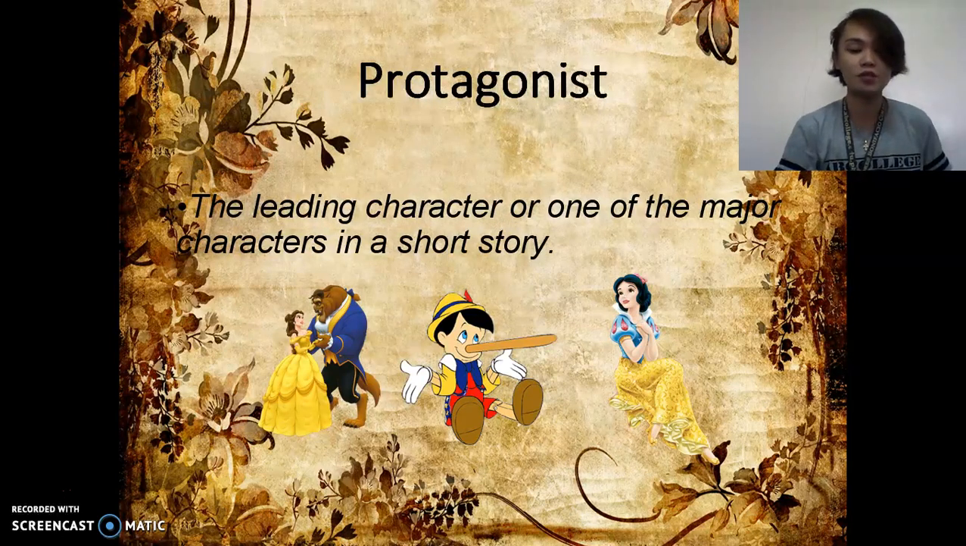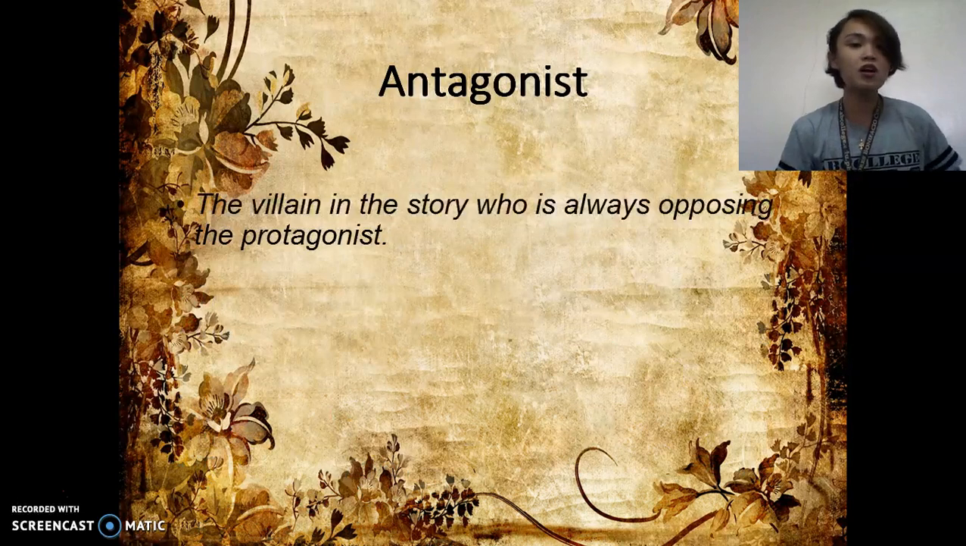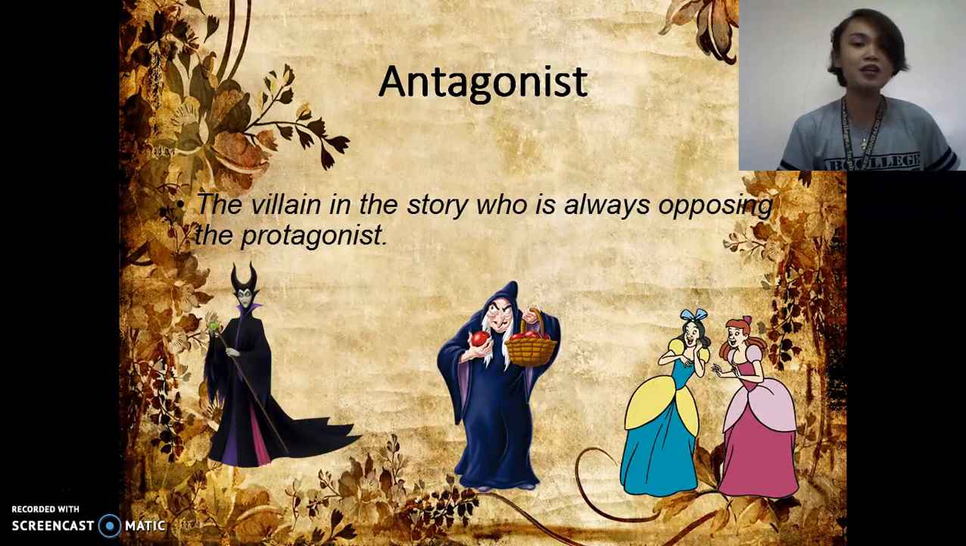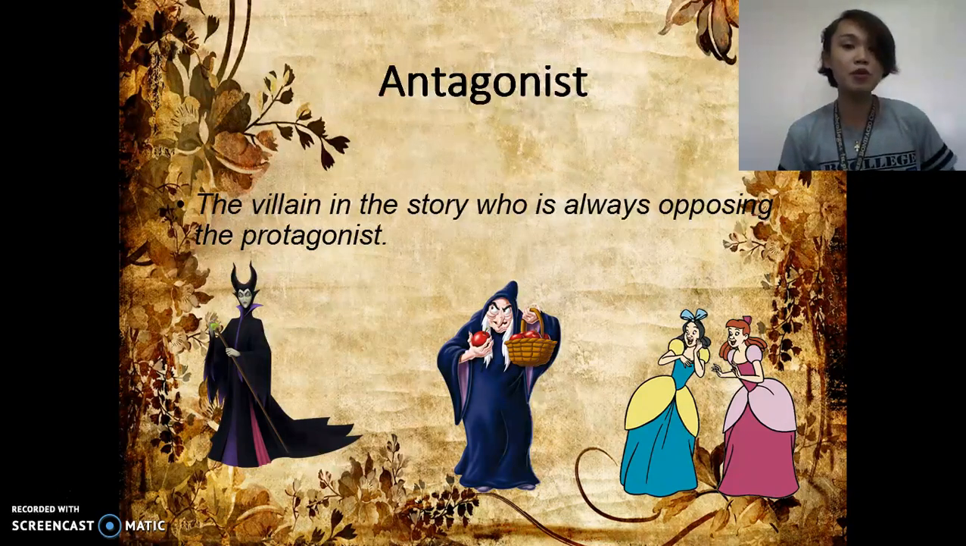while the antagonists are the villain in the story who's always opposing the protagonist, like Maleficent, who cursed Aurora in the Sleeping Beauty, and the Evil Witch, who is envious of the beauty of Snow White in the story Snow White and the Seven Dwarfs, and the two stepsisters of Cinderella, who bullied Cinderella in the story Cinderella.